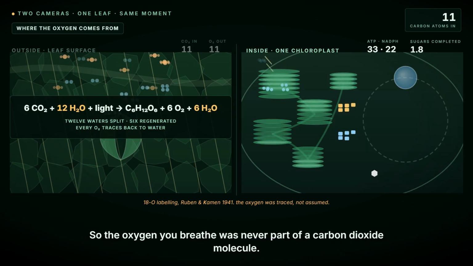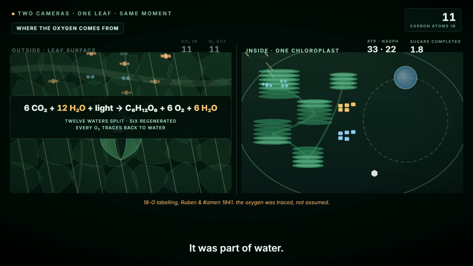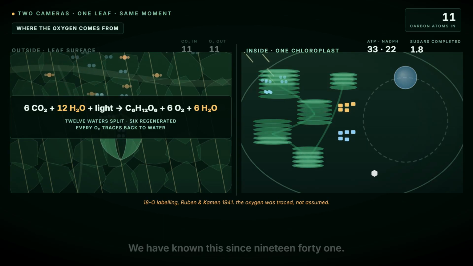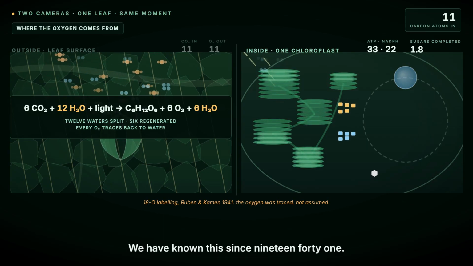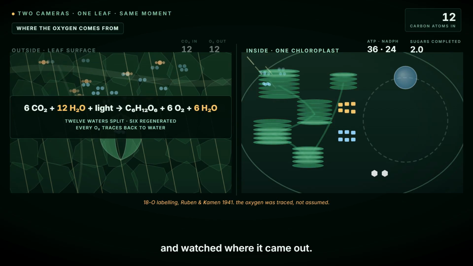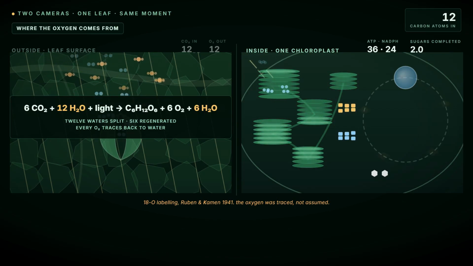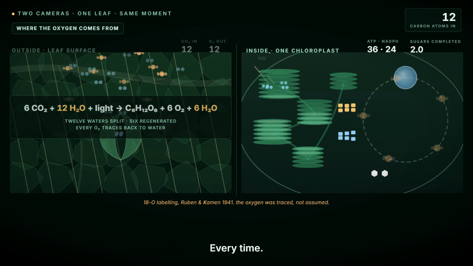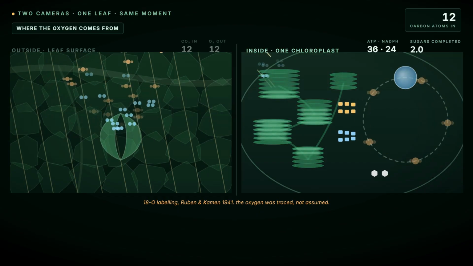So the oxygen you breathe was never part of a carbon dioxide molecule. It was part of water. We have known this since 1941. Rubin and Kamen labeled the water with heavy oxygen and watched where it came out. It came out as oxygen gas. Every time.